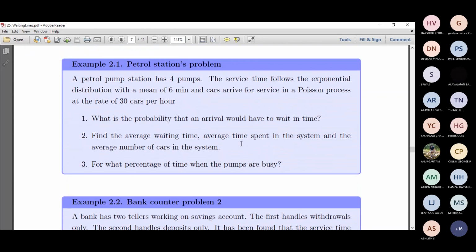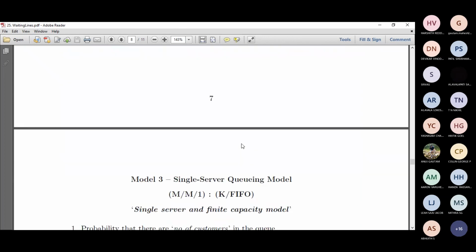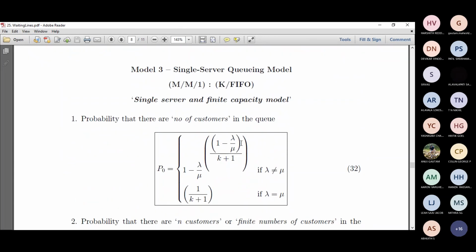So let's run quickly through the models. Let's get into model number 3. Model number 3 is a single server but finite capacity. So far, in the previous two cases, we talked about infinite capacity, but here we will be looking into a finite capacity model, but with a single server. In the first case, we talked about single server, infinite capacity, then multiple servers, infinite capacity. Now we talk about a single server, but finite capacity. Capital K is the finite capacity.